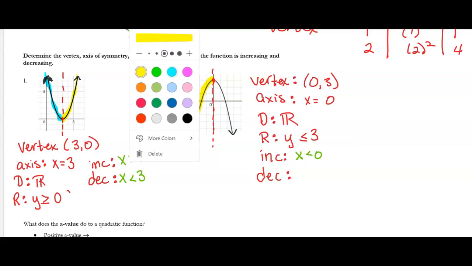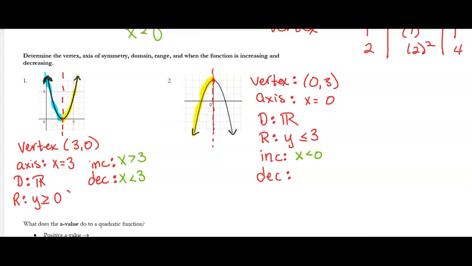And so now I keep going with my vertex, and I go down. That's where it's decreasing. So it's decreasing when x is greater than 0. So you have to think about what it's doing to the left of the vertex and what it's doing to the right of the vertex, and that will help you with increasing and decreasing. Okay, so those are the key functions and looks of the graph.